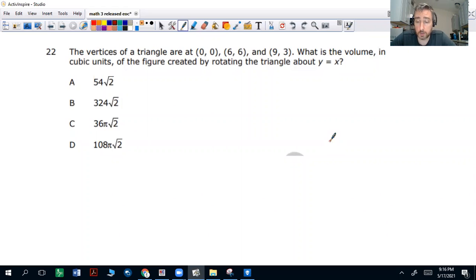All right, question 22. This is the toughest one. Vertices of a triangle are at (0, 0), (6, 6), and (9, 3). What is the volume in cubic units of a figure created by rotating the triangle about the line y equals x? There's a lot to unpack here. Let's graph it.